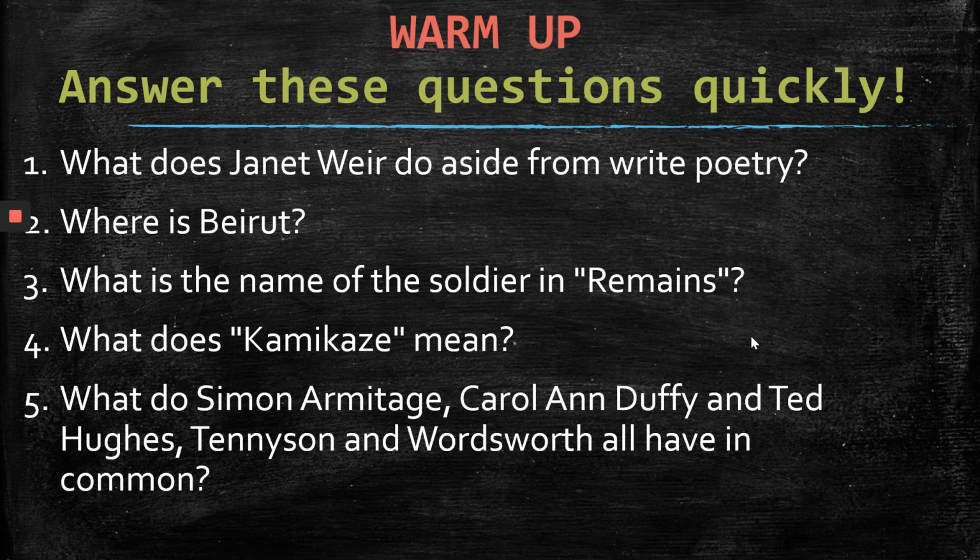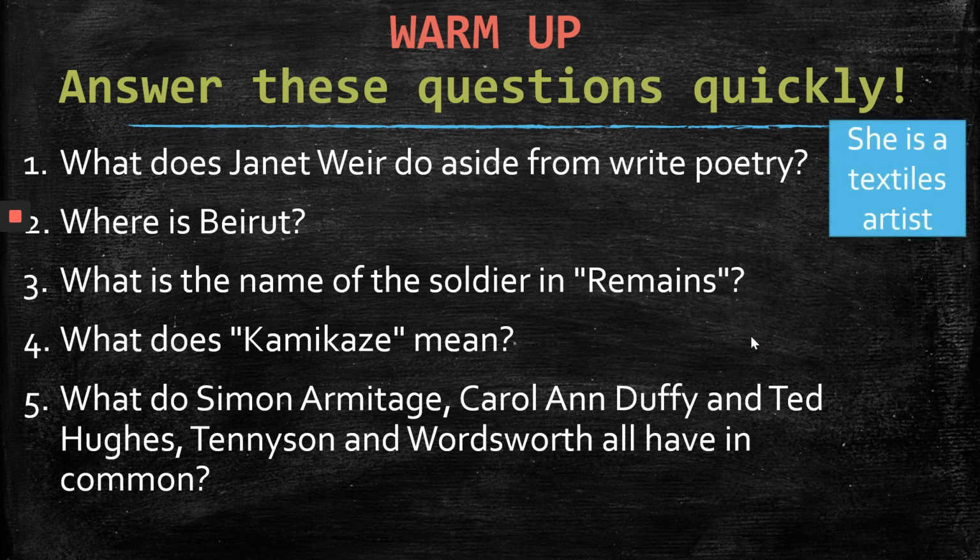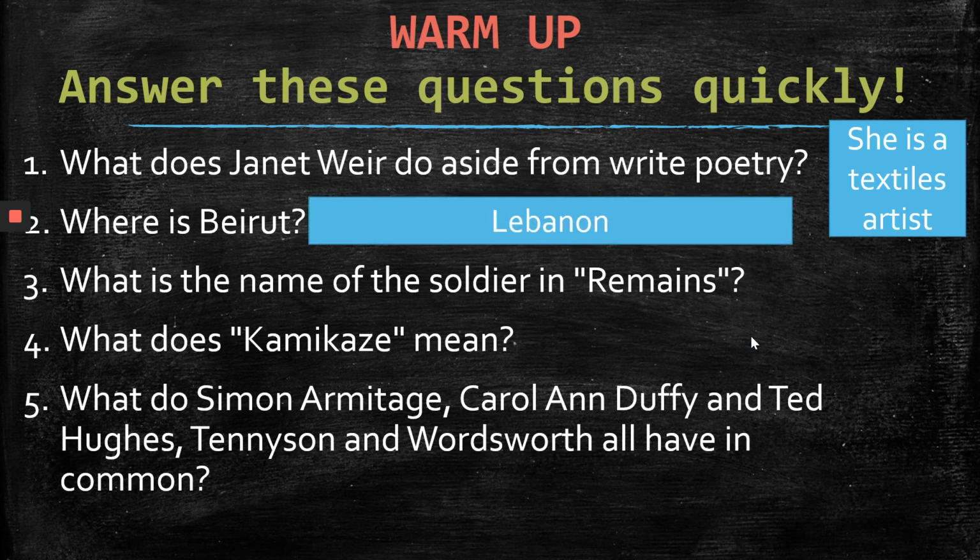Okay, so the questions. What does Janet Weir do aside from write poetry? She is a textiles artist, which is massively important when we're looking at Poppies, because she is always using that textiles language, that domestic language. Where is Beirut? Beirut is in Lebanon. Still has some conflict going on today, as far as I'm aware, but it was a massive conflict during the 1980s.